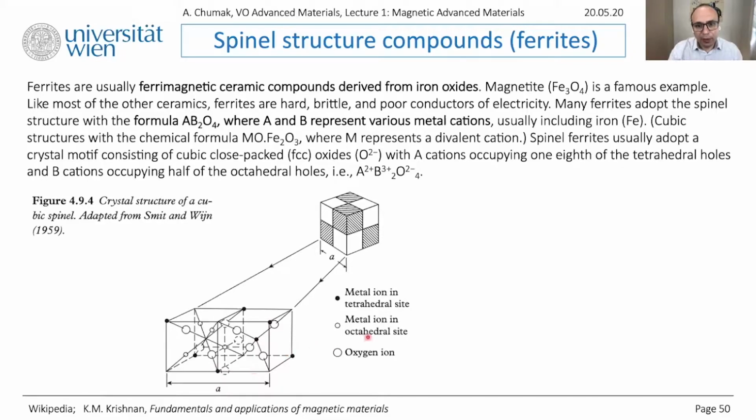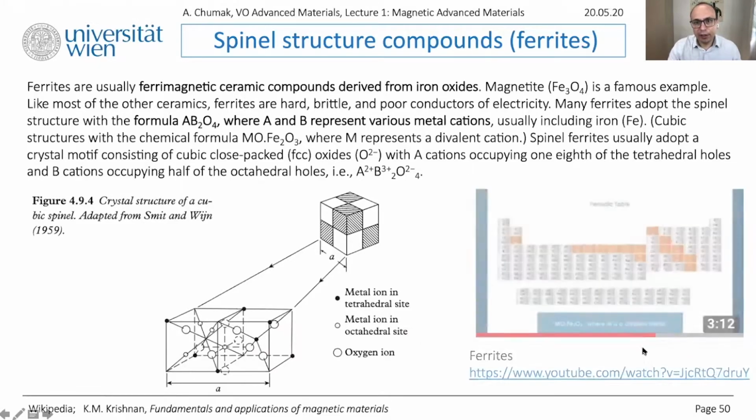Then we have metal ion in the octahedral side with small atomic structures here. And of course, we have here oxygen. Oxygen is shown with large ions, with such large circles. So this is approximately what it is. Also, we have here a cubic structure. Most of the structures are cubic, except the last one, which is hexagonal, which we'll consider today.